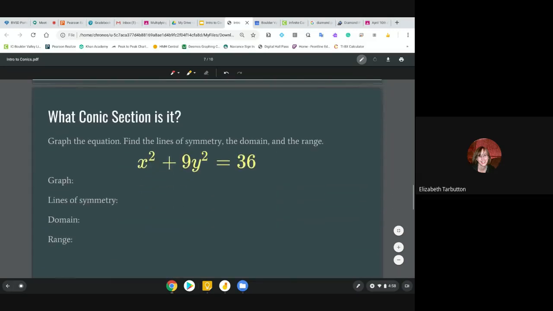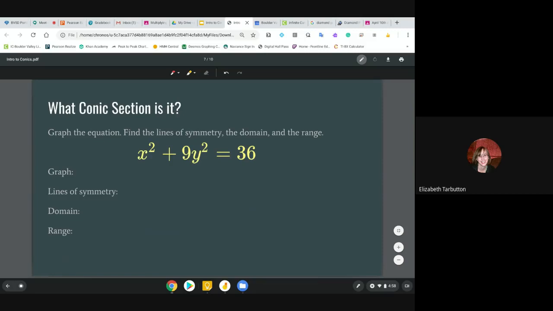Okay. So we have 4 conic sections, 4 shapes that are made when we cut a cone. Those are a circle, an ellipse, a hyperbola, and a parabola. So, your practice today is going to be related to identifying which of those 4 shapes is made by an equation. Now, we haven't learned much about the equations of these shapes yet.